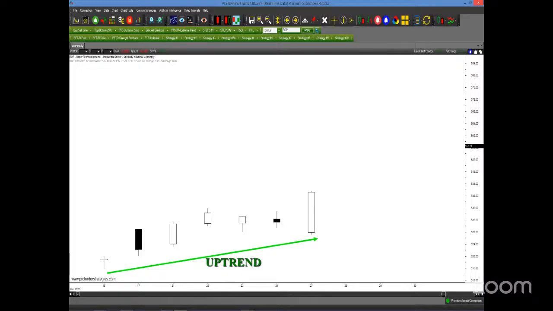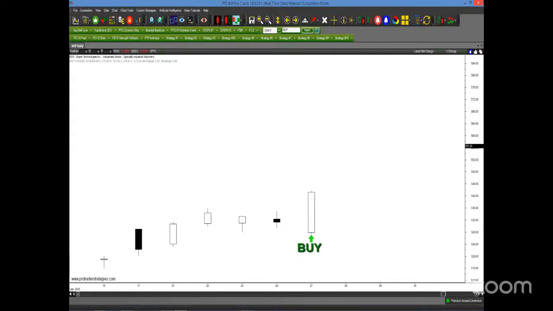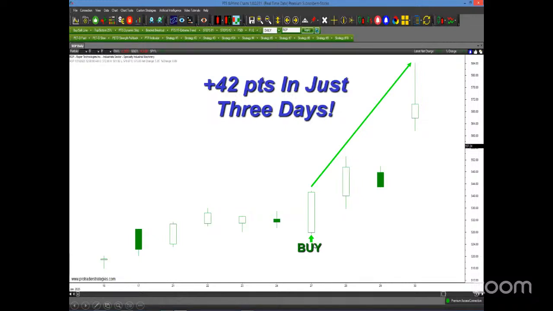And if the trend is up, well, we click on strategy 5, click on signal arrow, and we check our work, and there's a valid strategy 5 signal. If we want to take it up to the next level, click on PET D. And yes, it's outlined green. So this is a valid candlestick combo next level signal. And 42 points in just 3 days, okay? This is how simple it is when you're trading the candlestick combo.